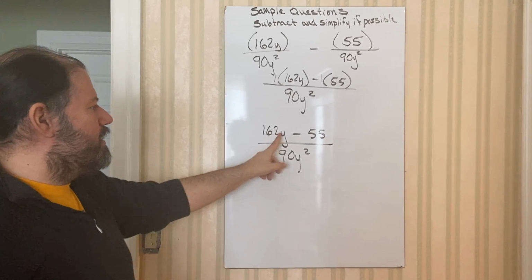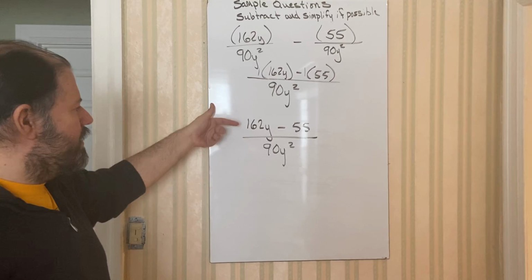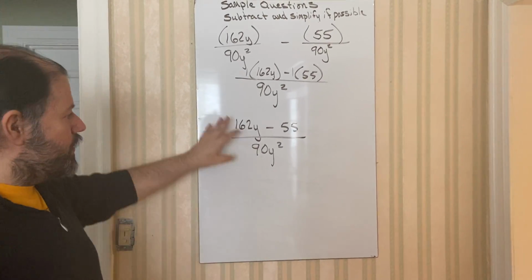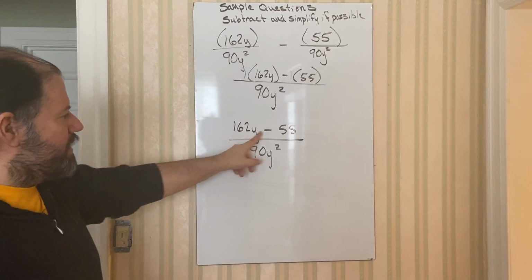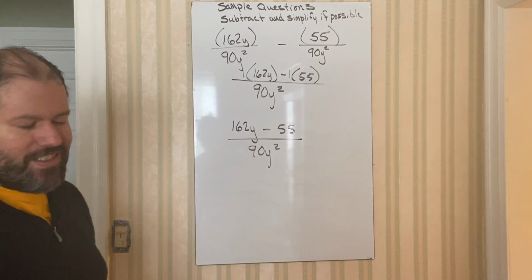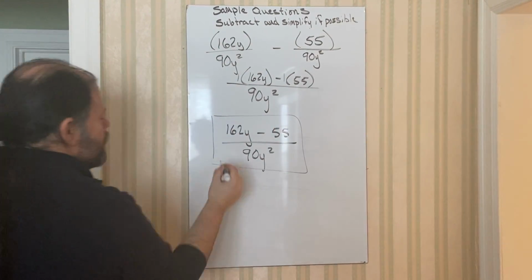And then we know that they don't have a common letter. We know they don't have matching parentheses. We know it doesn't start with a negative. So if I can't factor the top, then nothing can cancel out with the bottom because I don't have a binomial. 162y minus 55. So this is your final answer.